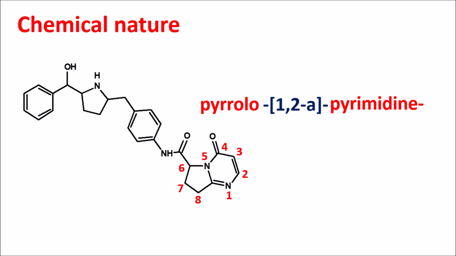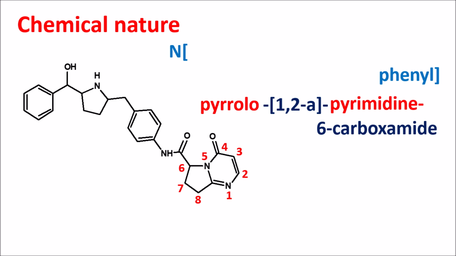Now to this ring at the sixth position an amide is attached. So we can write this as 6-carboxamide. And to this amide on the nitrogen, a phenyl ring is attached. So we can write this as N-phenyl. To this phenyl at the fourth position or para position, a methyl group is attached. So 4-methyl.